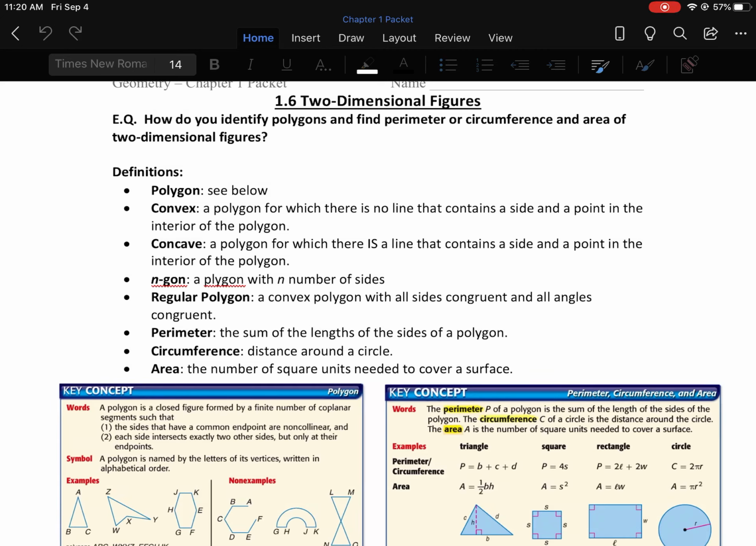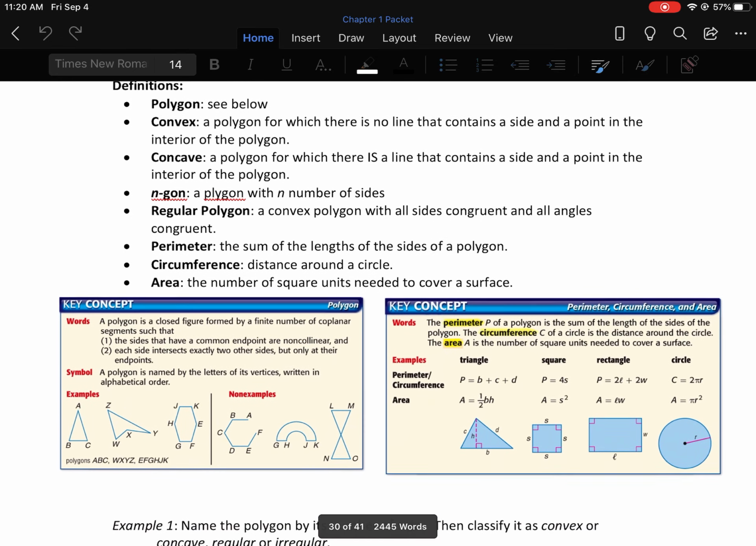Today's lesson is section 1.6, and we're going to be looking at two-dimensional figures. So we're just going to do the basics of two-dimensional figures today. There are several key concepts and definitions, so let's go ahead and get started.